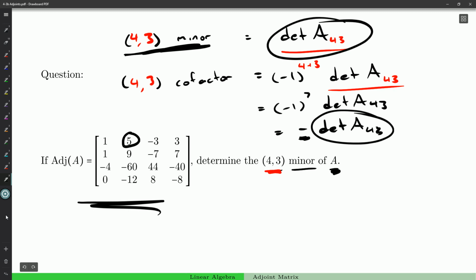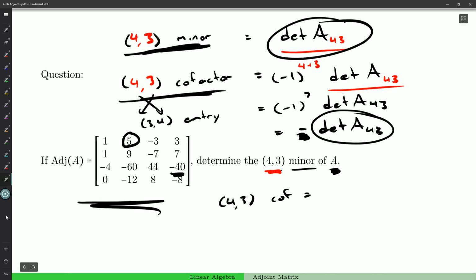So if we want the 4-3 minor, all we need to do is find the 4-3 cofactor and then change the sign. And we can find the 4-3 cofactor by looking for the 3-4 entry of the adjoint. You have to remember the numbers switch around. So third row, fourth column, we see the 4-3 cofactor must be -40, and so that is the 4-3 minor with its sign changed. So the 4-3 minor is just 40, and that, at long last, is our answer, 40.